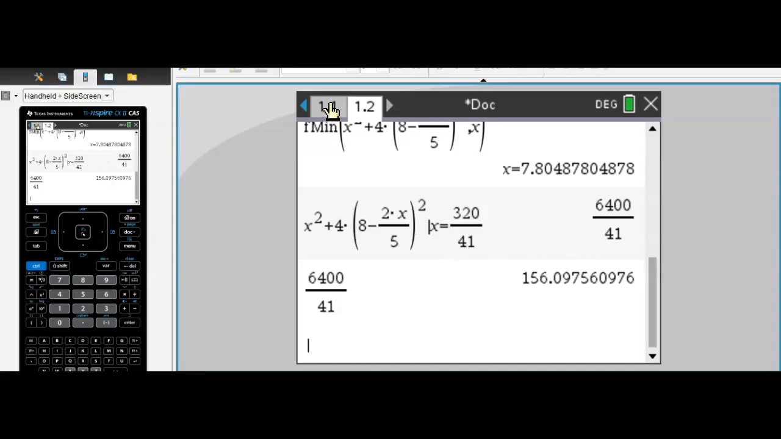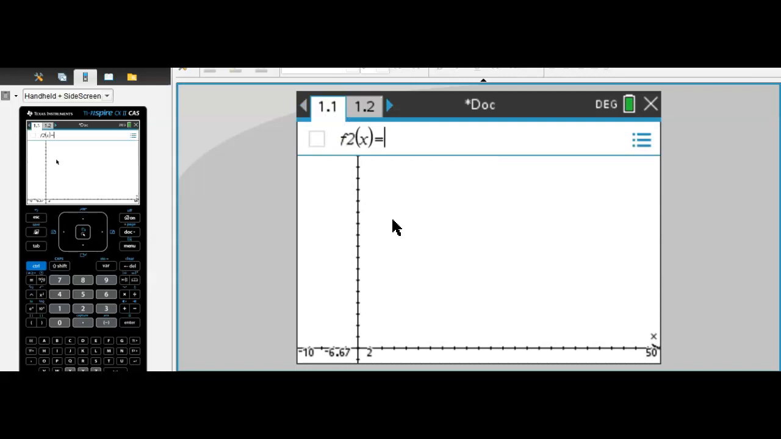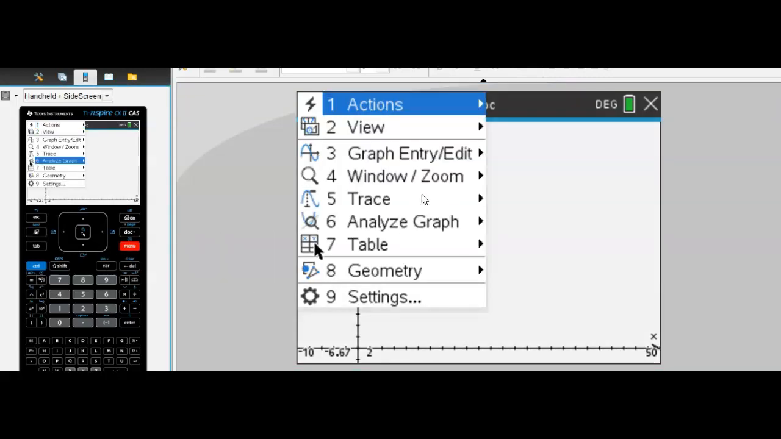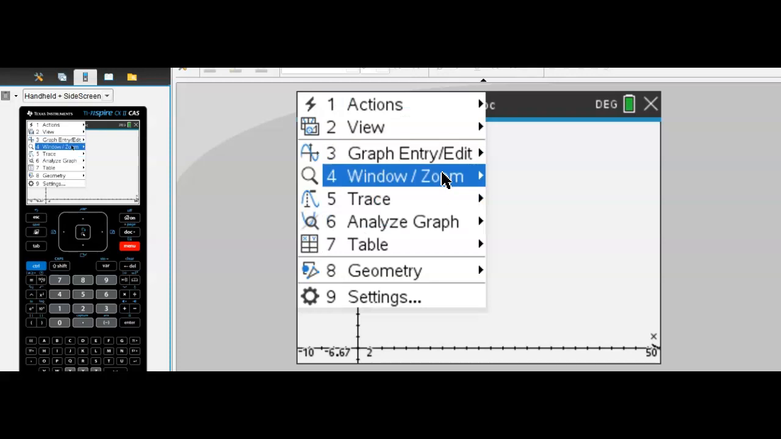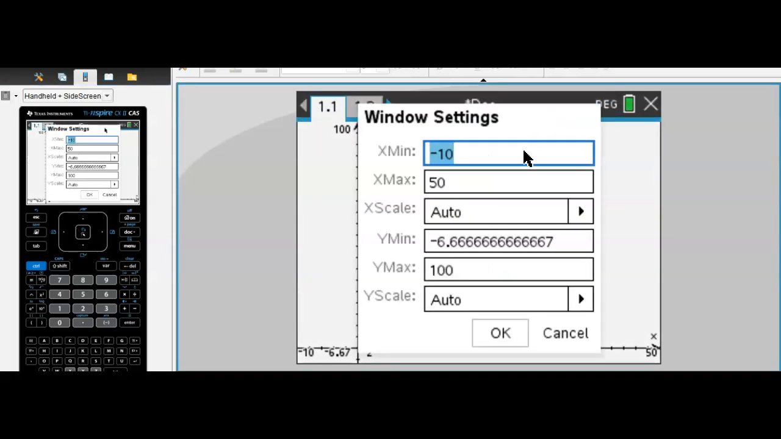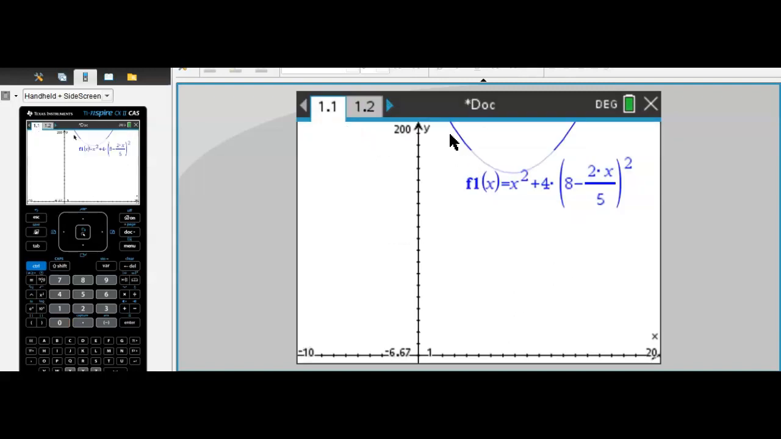Let's go back. The reason we can't see it is because I think our y-axis is not high enough. So let's just change the y-axis. So menu, window settings. Okay, so let's change our maximum to 200. And your x probably doesn't need to be that big, so I'm going to change it to 20, because remember our turning point occurred at 7.8. Okay, and there it is.